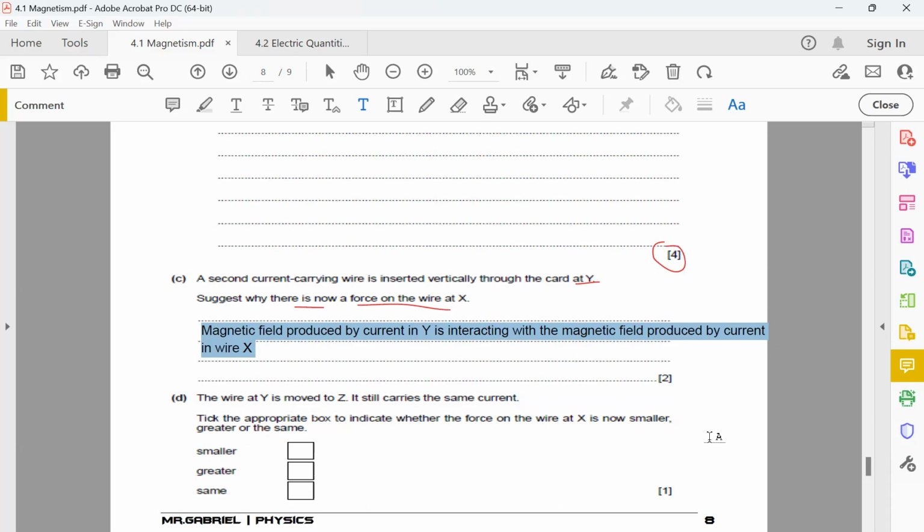Anyone don't know what I'm talking about for this part here? Anyone wants me to repeat this one? It's very important. The concept of the magnetic field lines interacting will always be tested in your exam.